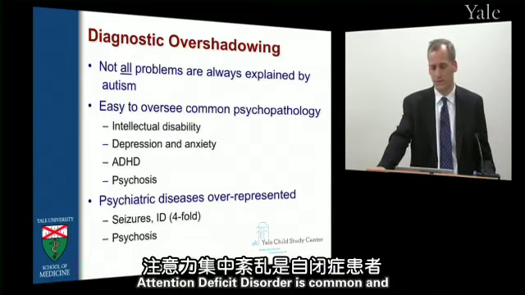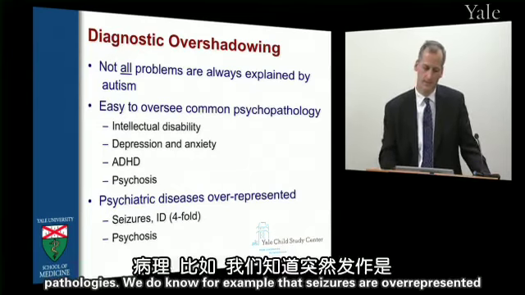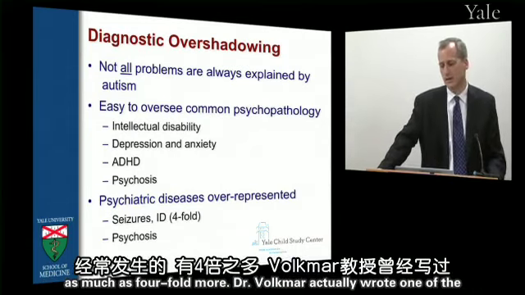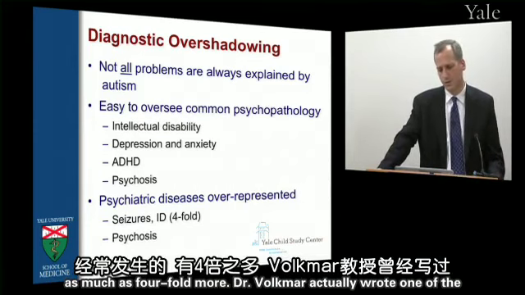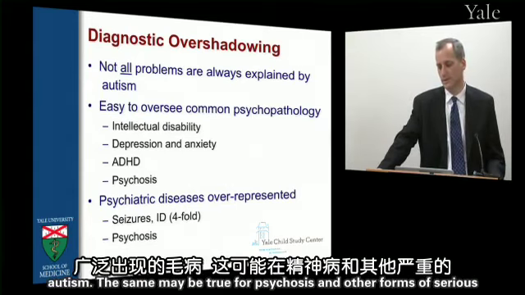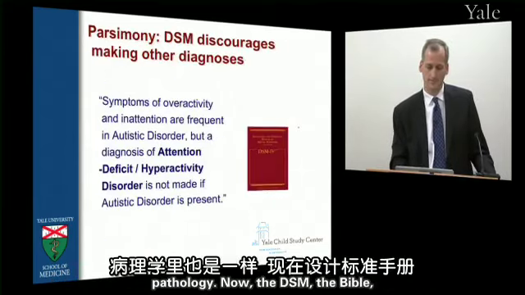Attention deficit disorder is common, and a frank psychosis can happen in autism, and it's very difficult sometimes to disentangle these serious pathologies. We do know, for example, that seizures are overrepresented as much as 4-fold more. Dr. Folkmar actually wrote one of the seminal papers showing that seizures are widely overrepresented in autism. And the same may be true for psychosis and other forms of serious pathology.